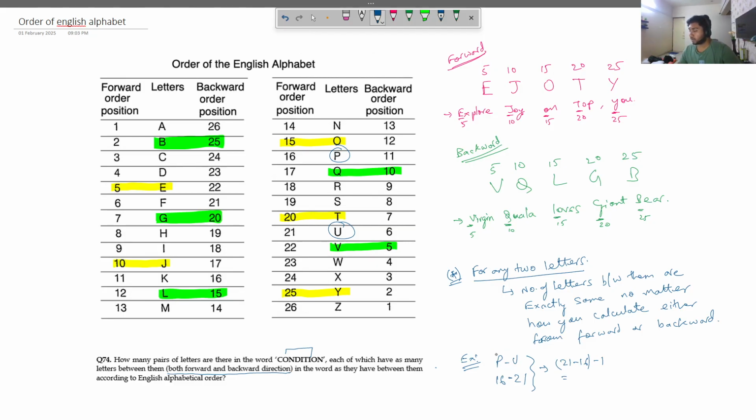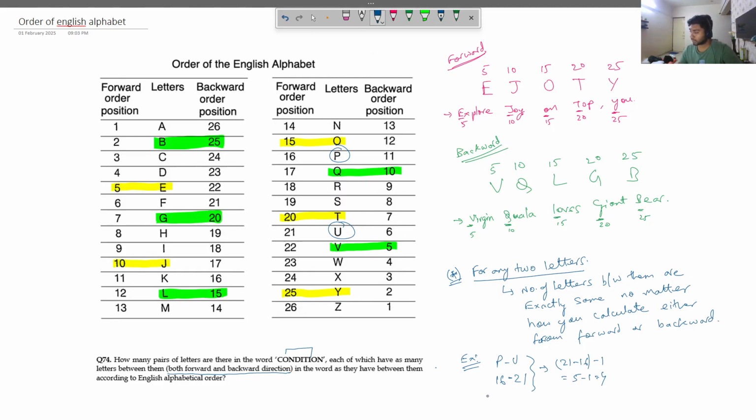We are exclusively counting only the letters between them, not including either the front P or the back U. That's why I am doing minus 1. So 21 minus 16 is 5, minus 1 is 4. Do we have 4 letters? Yes: Q, R, S, T. We have 4 letters between P and U.